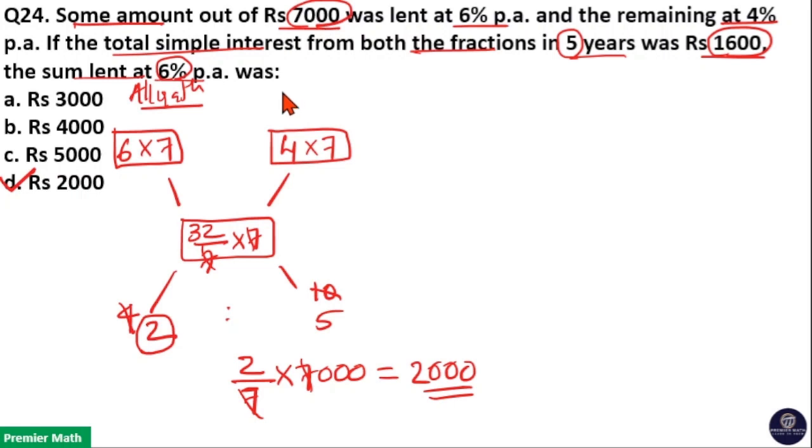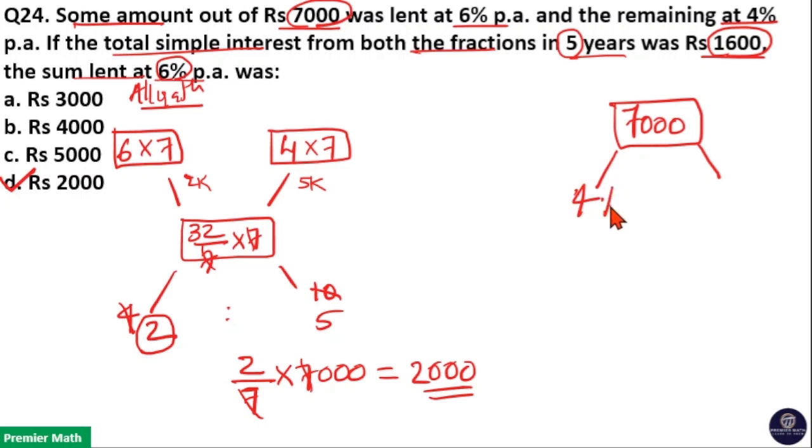Then the total sum is 7000 means this is 2k and this is 5k. So the total sum is 2 plus 5, 7k. Now if you want to do it in a different method, here the sum lent at 6% and 4% totals 7000. Now one part lent at 6% and the other part lent at 4%.